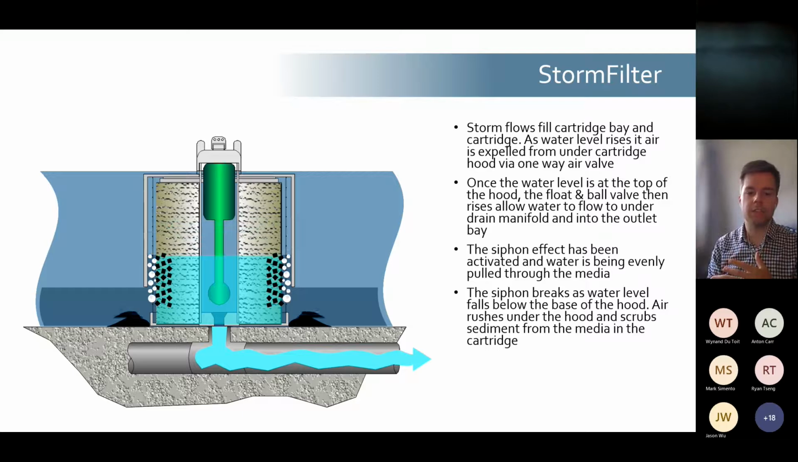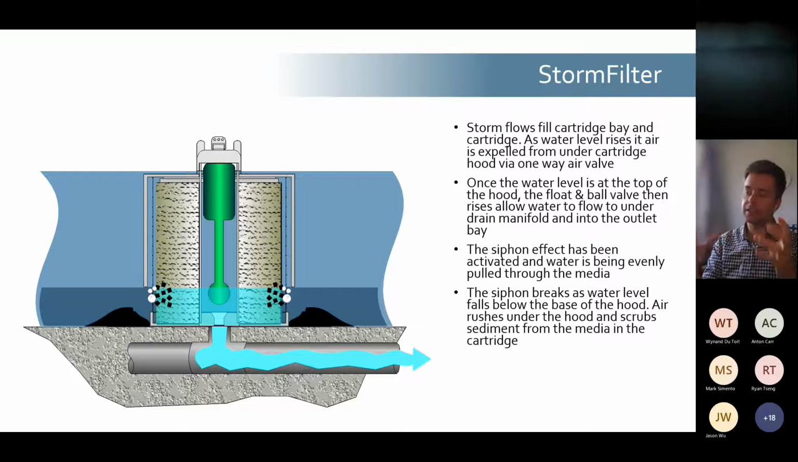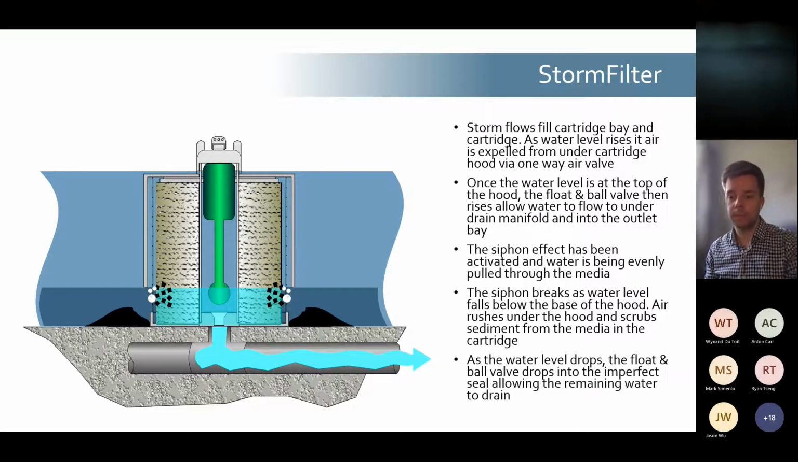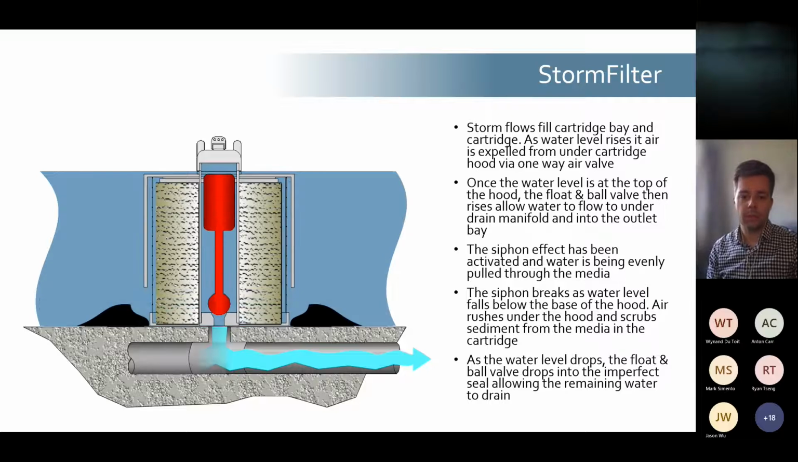And what that does is that helps agitate contaminants away from the media and down into the treatment bay. That again provides an element of self-cleaning to the StormFilter, which helps prolong the period between maintenances. As the water level drops, the float and the ball drop back to the imperfect seal, allowing the remaining water to drain. So with the StormFilter, there's no permanent water level within the device.